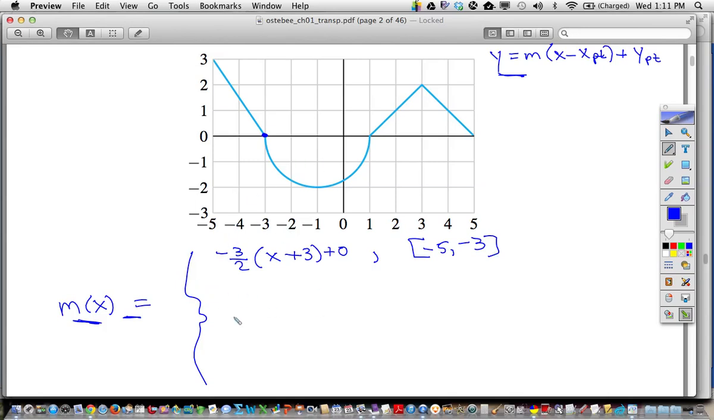Let's skip the circle for right now. Leave a space for it. Let's do this line. What's the slope?